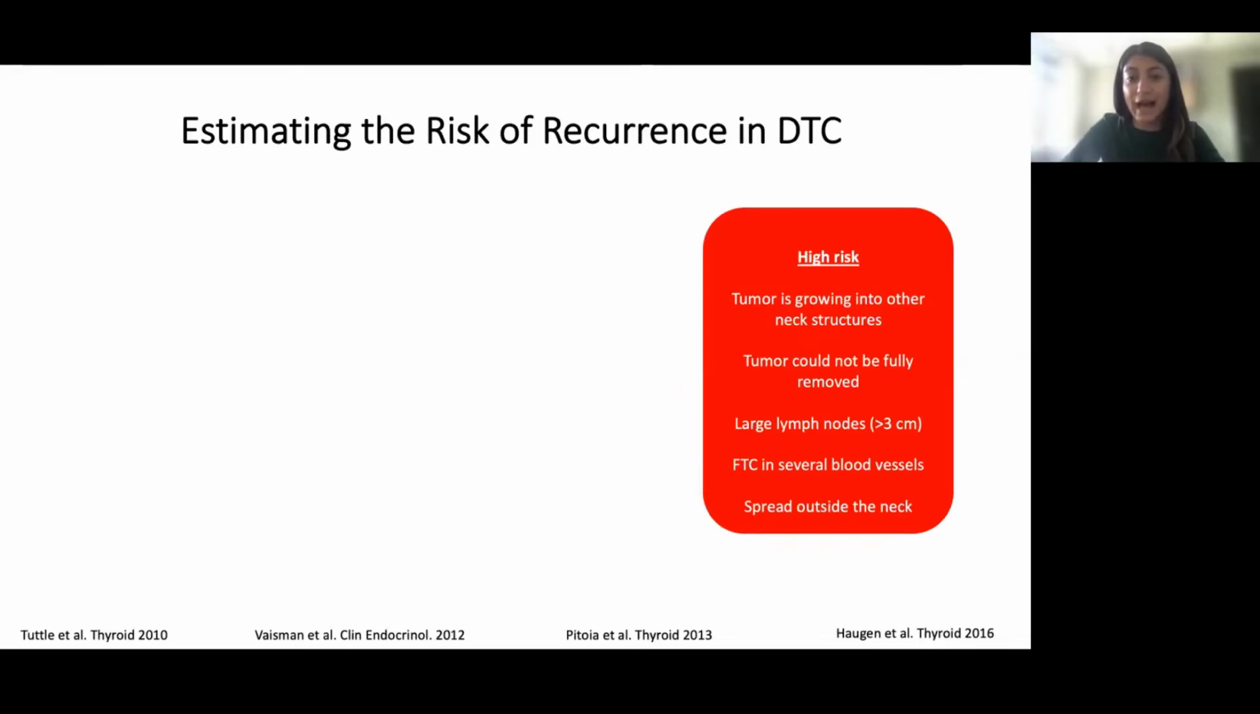You can have a high risk tumor, and that's where the tumor is growing into other neck structures, or because of that, it couldn't be fully removed. There was big, bulky lymph nodes. It's follicular thyroid cancer, and that's gone into several blood vessels. Or the thyroid cancer has moved outside of the neck. And that is very rare in thyroid cancer, but does happen. And if it does, the most common site would be in the lungs.